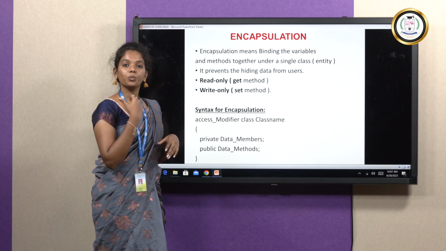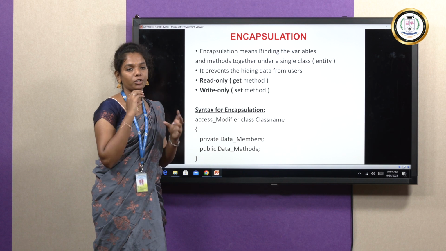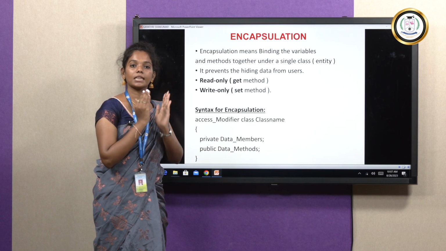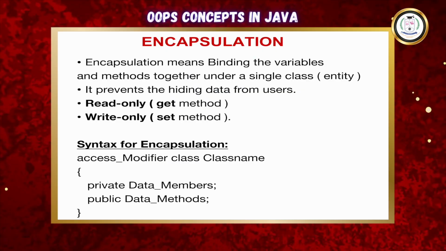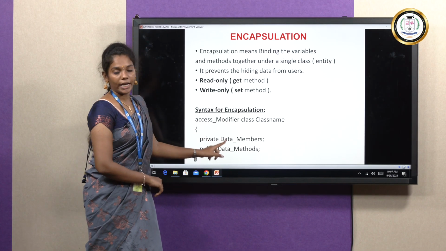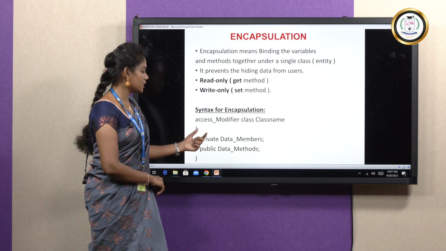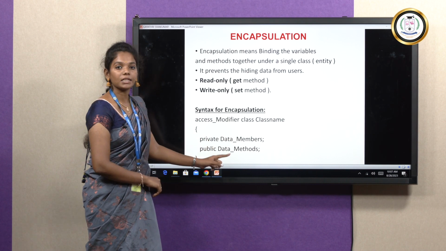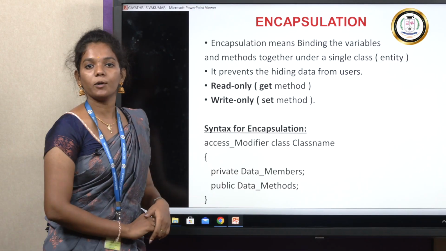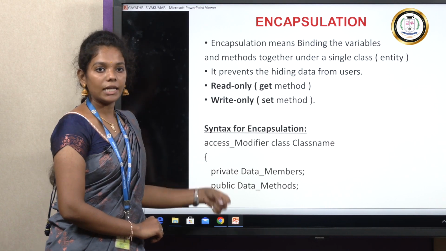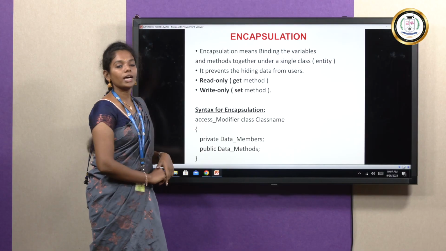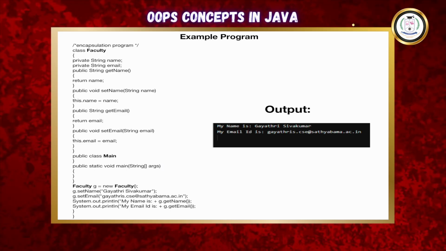But in the set method, we are going to modify the information, whatever we need. For example, if I need to change a name, in that case I am going to modify my information. Here comes the syntax for encapsulation. It is the access modifier followed by the class and the class name. Whatever data members I declare should have the access modifier private, and the data methods should be public. This is all about the syntax: access modifier, class name, data members private and data methods public. Here we'll see an example program for this encapsulation.